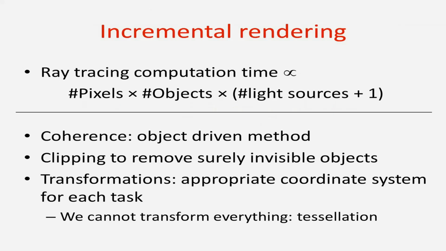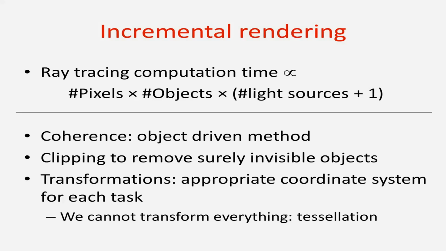The goal of incremental rendering is speed, and it sacrifices everything for it. To obtain an image quickly, it solves many problems for regions larger than a single pixel. This region is usually a triangle of the scene. It gets rid of objects that are surely not visible via clipping. Most importantly, it executes operations in appropriate coordinate systems, where this particular operation is simple.